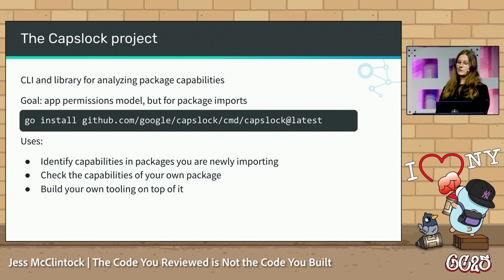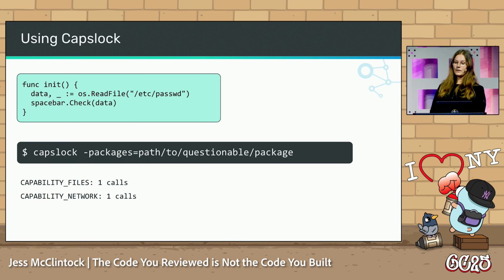And this is where Capslock comes in. Capslock is freely available on GitHub for you to download, use, and modify for your own purposes. And it lets you identify capabilities in your package and the packages that you're importing. You can run Capslock in the path of the package you want to analyze, or just point it to the appropriate path. And you'll get a report that includes each of the capabilities that get used and how often they're getting used.